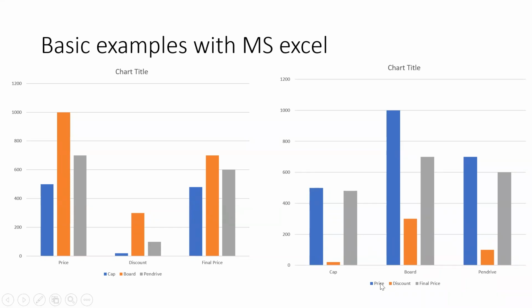replaced the things over there. So now we have taken the first as cap, the second product is called board, and the third is pen drive. Instead of splitting the dimensions or column names in this way, we have split it in this way. The first is for price, second is for discount, and third is final price. So I think this is more meaningful. This is for a particular product, this is another product, this is another product, and we can easily check.